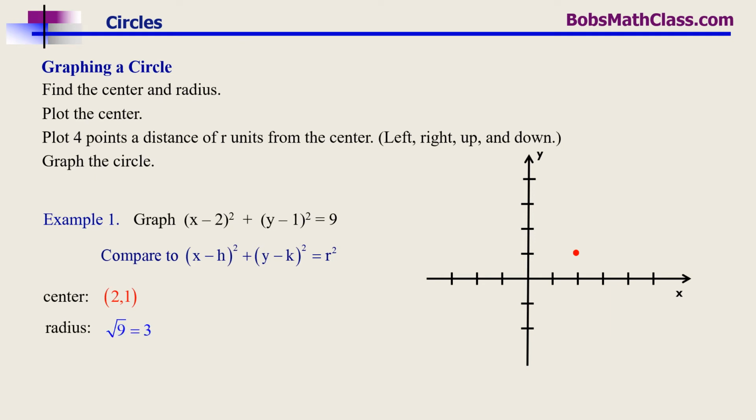Okay, so we've plotted (2, 1). And now you're going to plot 4 points. You're going to go 3 up, 3 down, 3 left, 3 right from the center. Okay, and then just try to make a circle using those points of the circle. It's okay if it's not perfect.